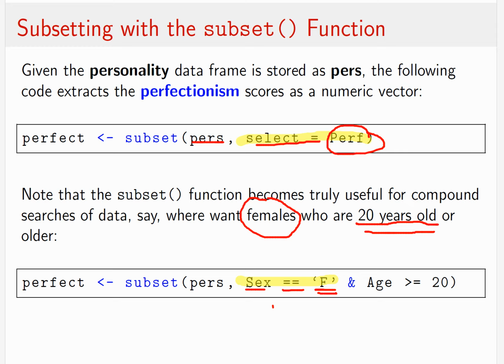So when this one evaluates to true, it'll keep it. Same thing here. This age greater than or equal to 20, this is a question mark.